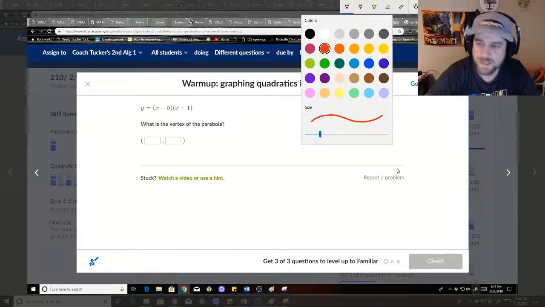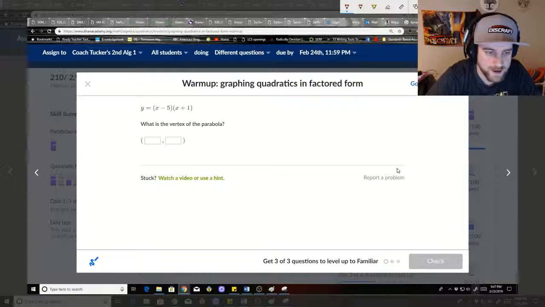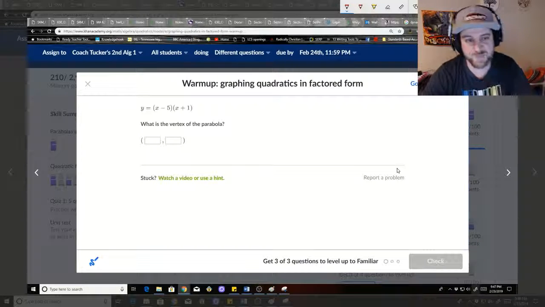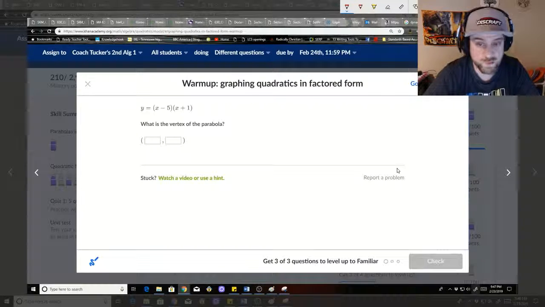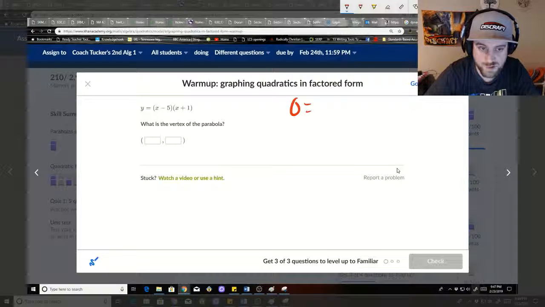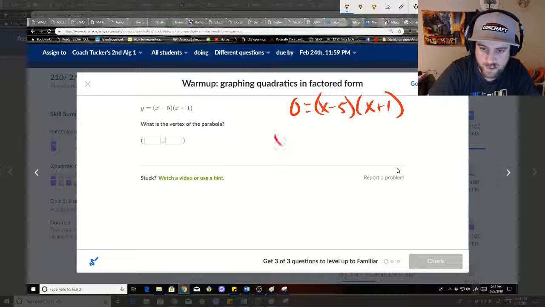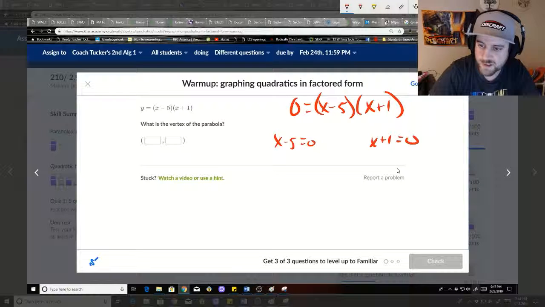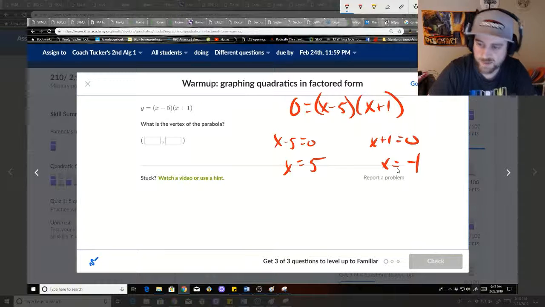All right, so we have y is equal to x minus 5 times x plus 1. We need to use the zero product property first. So we have 0 is equal to x minus 5 times x plus 1. We need to solve for 0 for each one of these. So x minus 5 is equal to 0, x plus 1 is equal to 0. So obviously x equals 5 and x equals -1.